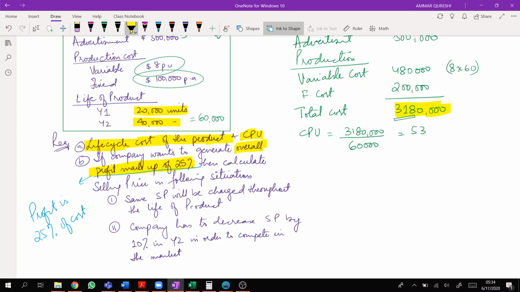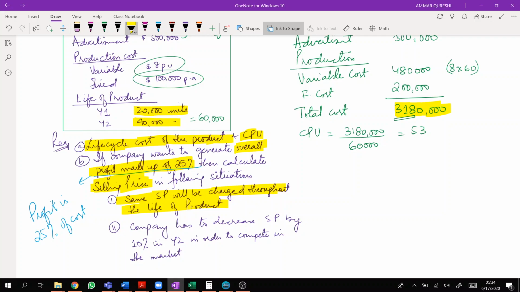Then if the company wants to generate an overall profit markup of 25%, calculate the selling price. So what are you required to calculate? You are required to calculate the selling price in the following situation, considering that the same selling price will be charged throughout the life of the product. We are not in a mood to change the selling price. There is no need to change the selling price. So we will charge an average selling price throughout the life of the product, right? This is something which we have to do first, right?